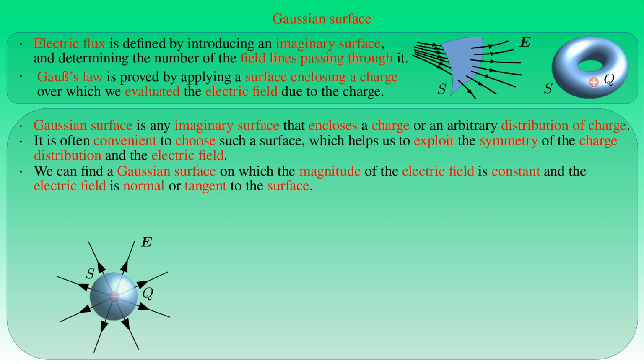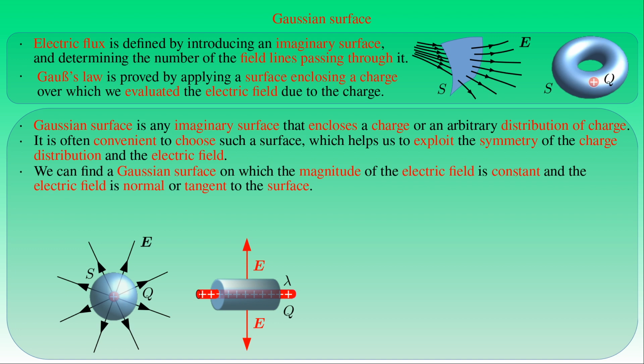Another example for Gaussian surfaces is a cylinder denoted by S around an infinite charged line with a constant linear charge density lambda. Since the electric field E for such a uniform distribution of charge has a cylindrical symmetry around the line, the electric field is normal to the curved surface of the cylinder and the magnitude of the field is constant over it. The electric field is tangent to the two parallel planes of the cylinder, that is, the field lines do not intersect them. The amount of charge Q enclosed by the cylinder is the source of the electric field which we evaluate on the Gaussian surface.